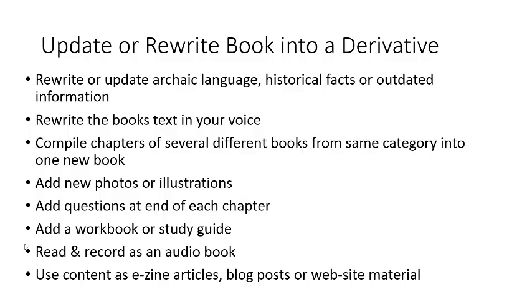Okay? So when you take a public domain work, what you're going to do is rewrite or update archaic language, change maybe the historical facts that are changed or outdated information. You're just going to update those things and correct them. You're going to rewrite the book's text in your own voice, so that it sounds like you writing it instead of Mark Twain 120 years ago.